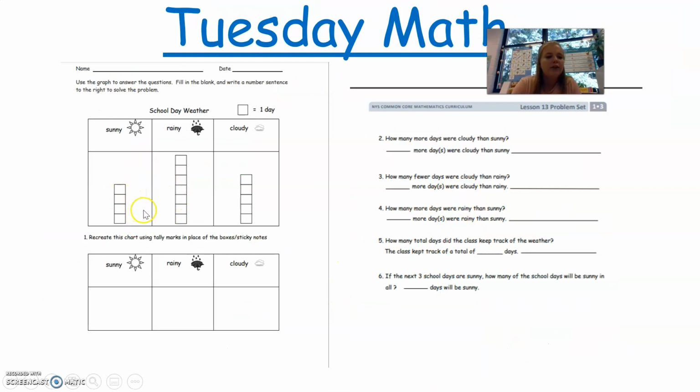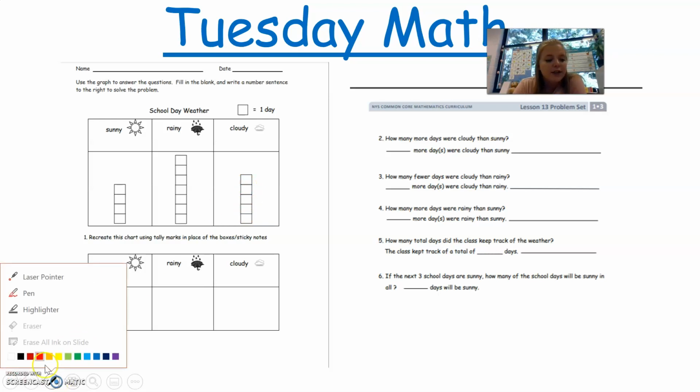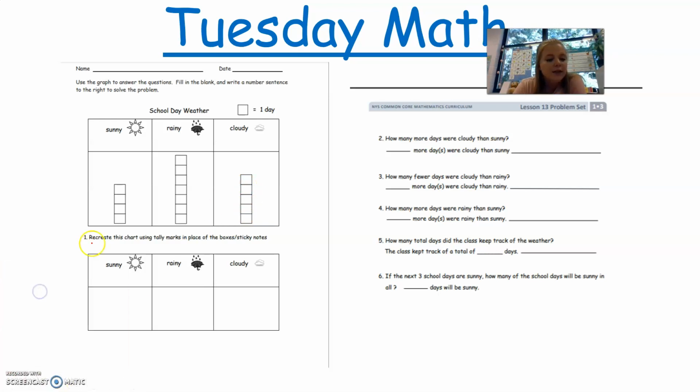So in this graph, we have the school weather days, and remember it was 4 sunny days. There were 1, 2, 3, 4, 5, 6, 7 rainy days, 5 cloudy days, okay? So the first thing we need to do is, it says recreate this chart using tally marks. So it wants us to take this graph and make it into tallies. Okay, it wants us to make a tally chart.